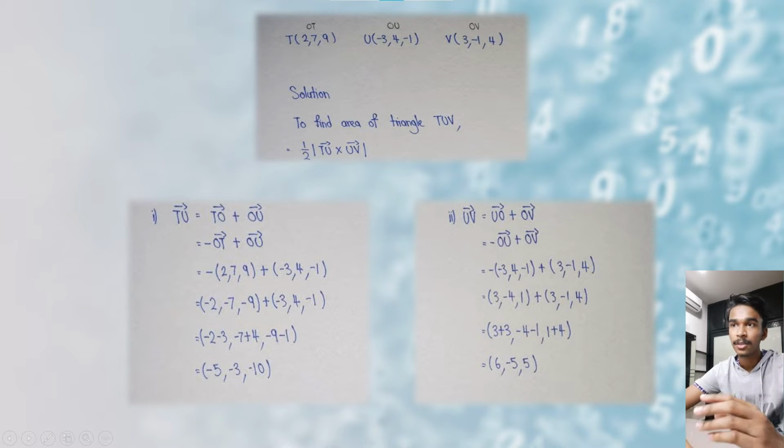Okay, the second procedure is to find the value of vector UV. In order to find the value of vector UV, we need the value of vector UO plus the value of vector OV. Since we already have the value of vector OV, we can just straight away substitute.